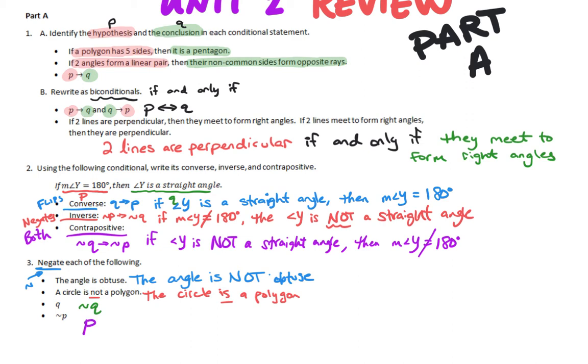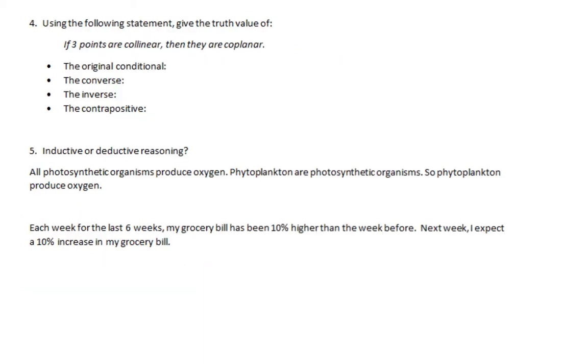All right, guys, so there's 1 through 3. I think we got a couple more. We got time for more. Number 4, using the following statement, give the truth value. All right, if 3 points are collinear, then they are coplanar. And that is true. If 3 points are on the same line, then they must be on the same plane. So the original statement is true.